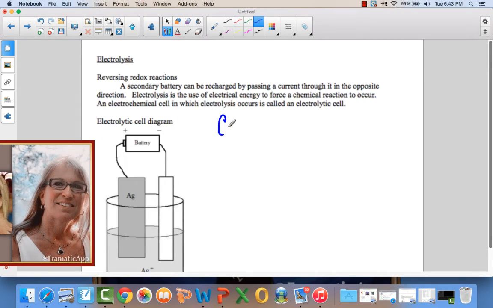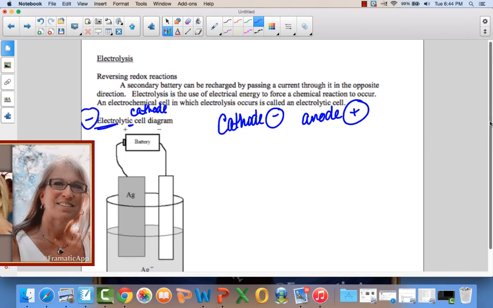So the difference is that here the cathode is always negative and the anode is positive, which is opposite. I tell kids electrolytic ends in C, so that means cathode, and it starts with electro, which is like electron, so the cathode is negative. Therefore the anode is positive, and then you just have to remember that the electrochemical cell or voltaic cell is the opposite.